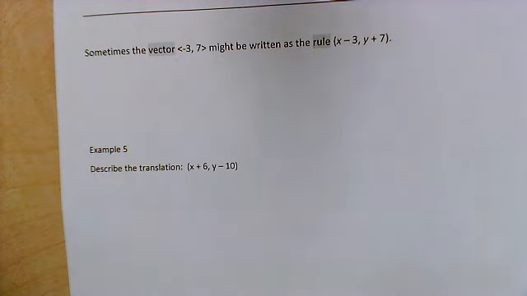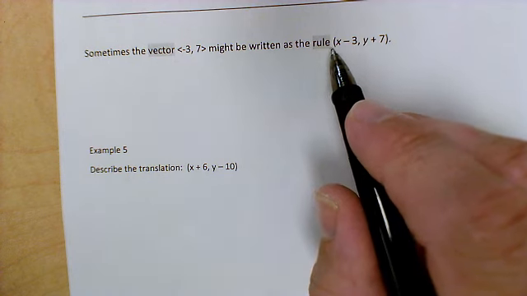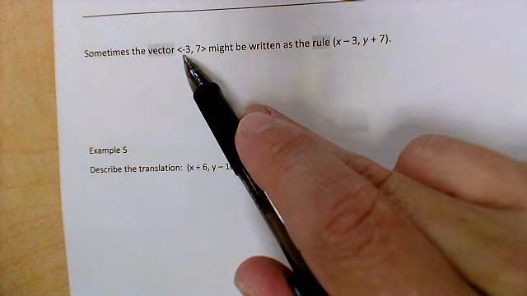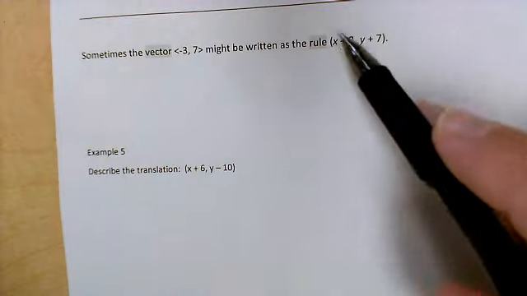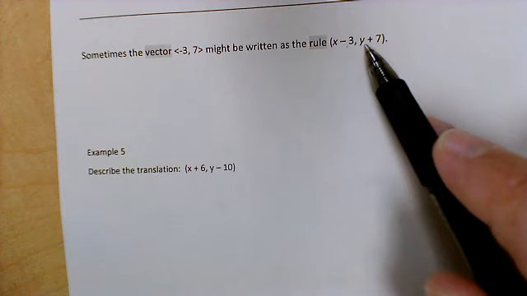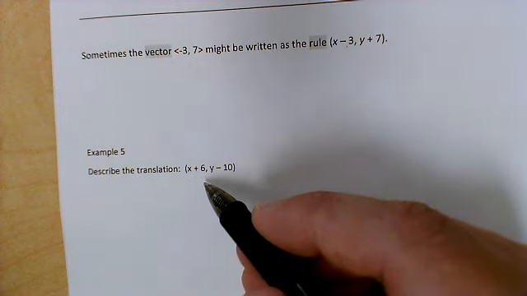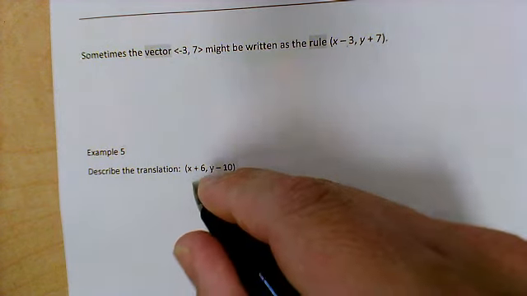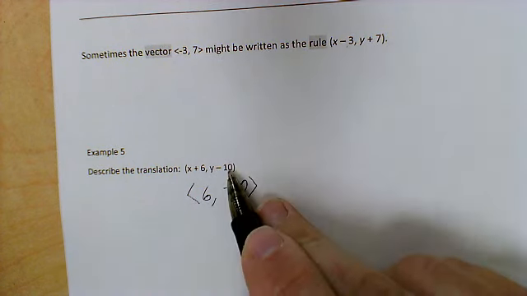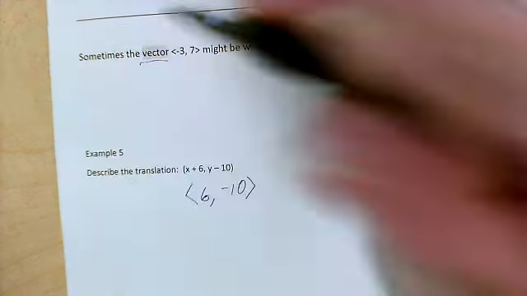So the last thing I need to talk to you about is a vector can sometimes be written instead as a rule. The rule here is x minus 3, y plus 7. That would match up with the vector -3, 7. Because you're going to take every x value, you're going to subtract 3 away from it, like I did on the previous example, and you're going to take every y value and add 7 to it since it's going up. So here, to describe this translation, x plus 6, y minus 10, that would match up with the vector +6, -10. So this is a rule, this is a vector. Just depends on what they ask you for, so just be aware of these two terms up here.